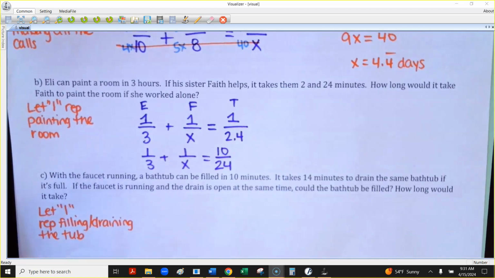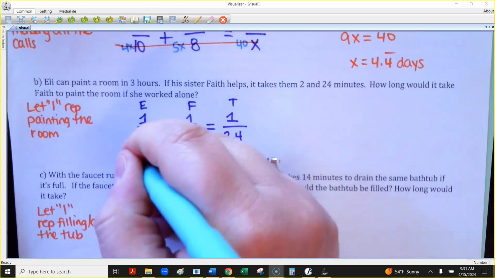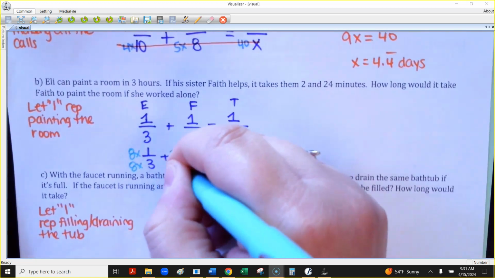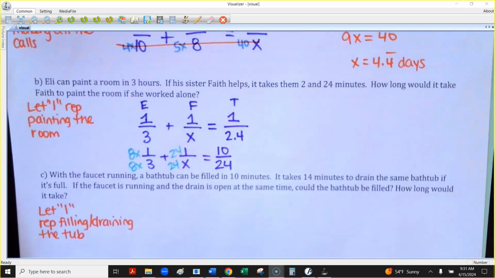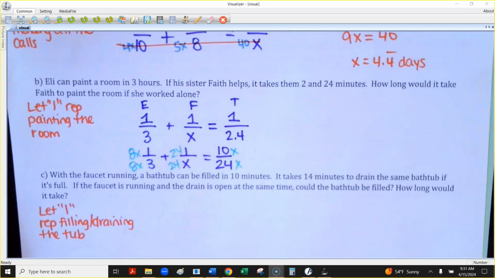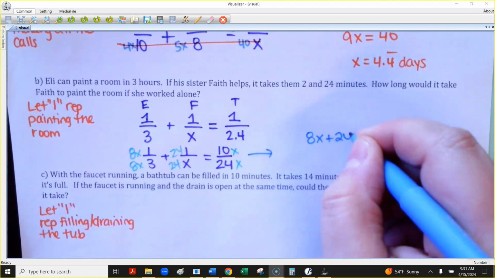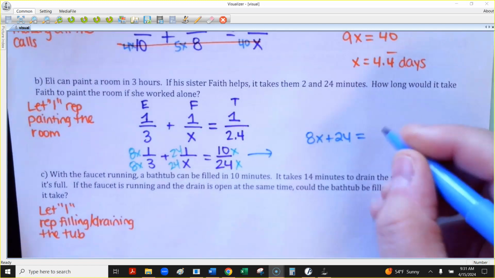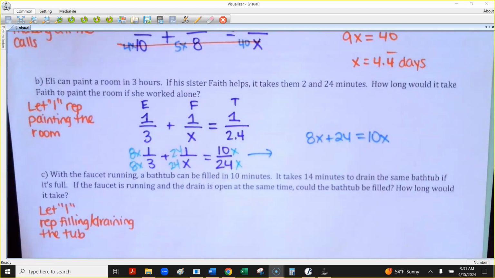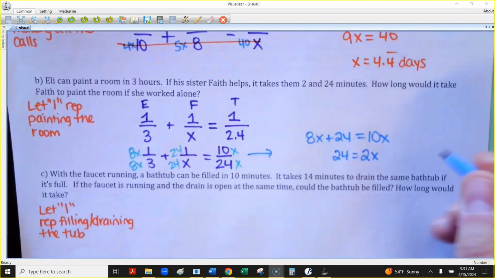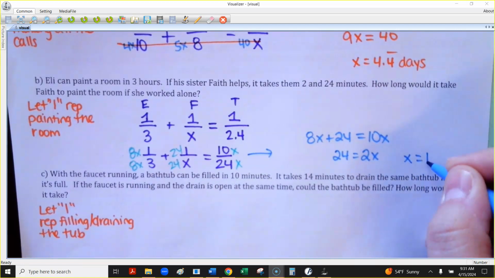All right, so just figure out what you're missing. Here, top and bottom, I'd be missing 8x. In the middle, I would just be missing the 24. And on the end, I have the 24, so I'm just missing the x. So if I'm solving this guy, we're going to have 8x plus 24 equals, excuse me, 10x. If you make all the denominators match, that forces the numerators to be equal, and you just work on that. I would subtract 8x from both sides real quick. So I'd get 24 equals 2x. And so then x is going to be 12 hours.